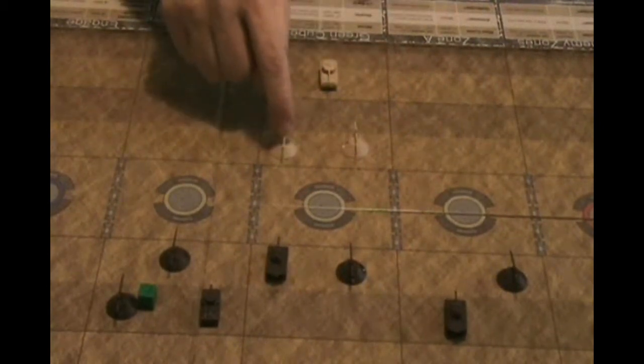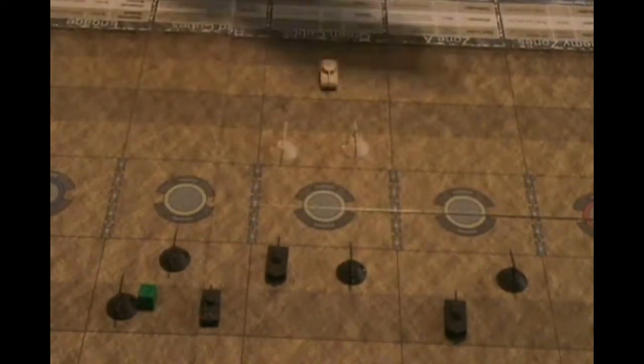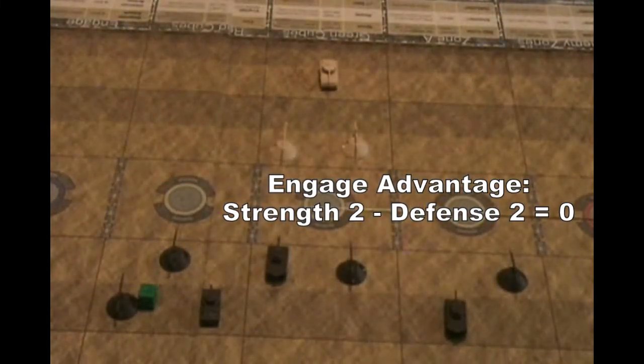An anti-armor shoots at 6 minus 2, 6, 4, but if you see it says half strength at infantry, so half strength of 4 would be 2. So it fired at 2 at these infantry, and the infantry get a 2 defense, the engage advantage would be set to 0.